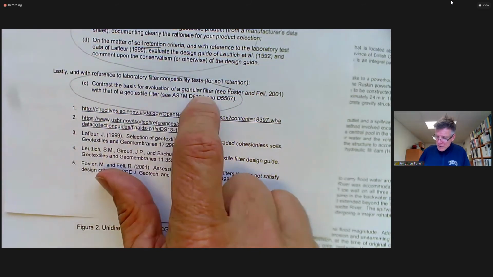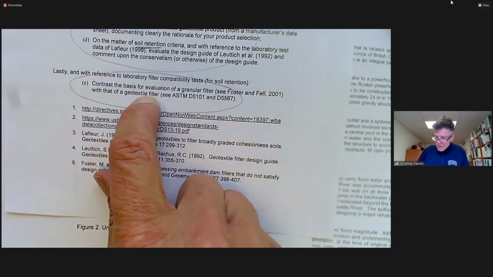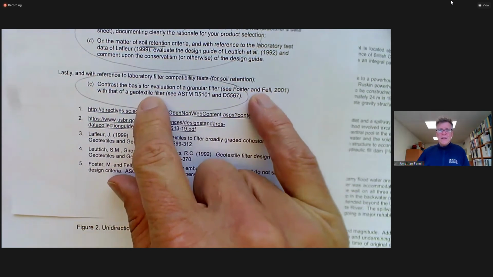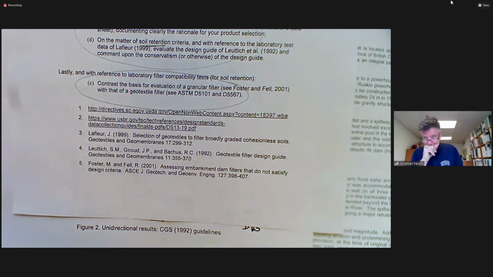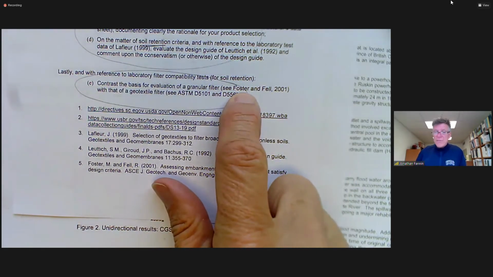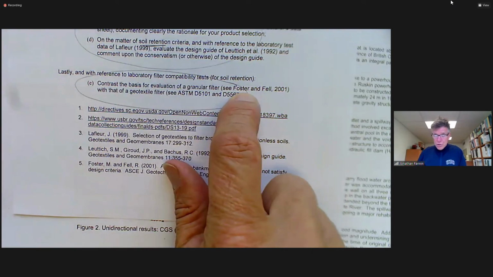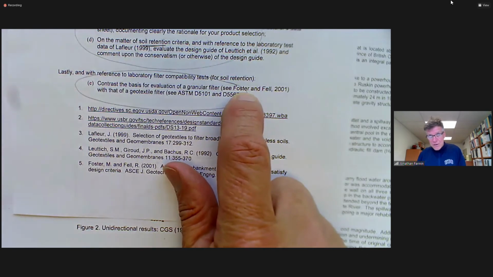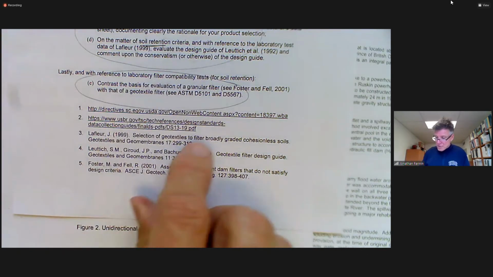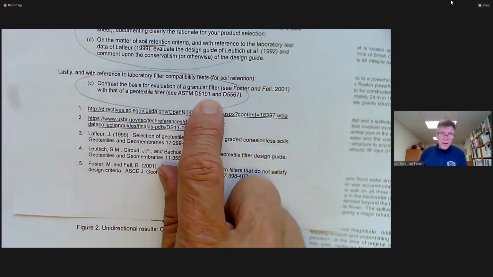Contrast the basis for evaluation of a granular filter with that of a geotextile filter. The granular filter and the basis for evaluation of Foster and Fell is absolute mass of the soil. Is it more or is it less than 100 grams? One thing that I am attracted to by Jean Lafleur's approach is at least it's a mass per unit area. But Foster and Fell offer some numbers, at least for the size of permeameter testing they were doing. And you could look at those 100 grams per their surface area and equate it to grams per meter squared. I suspect it's going to be nudging quite high as well.